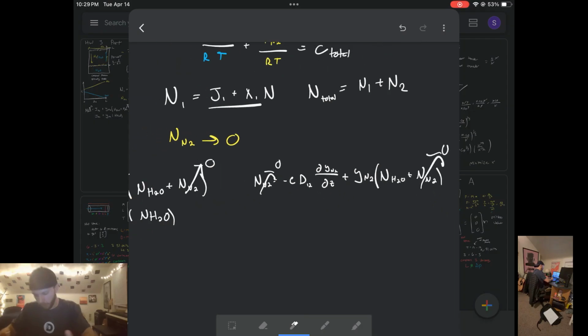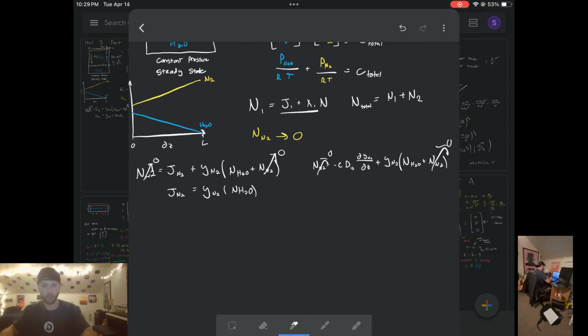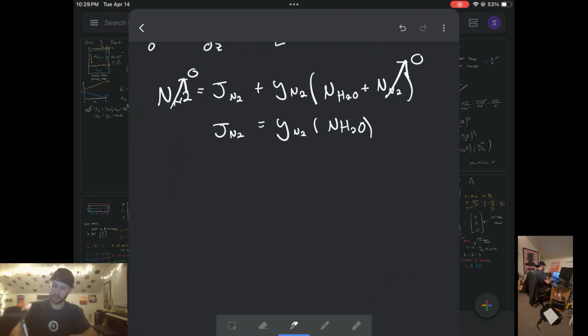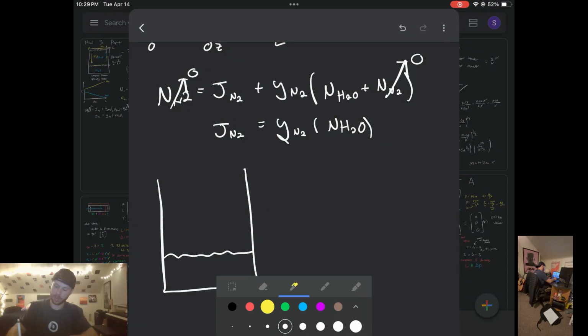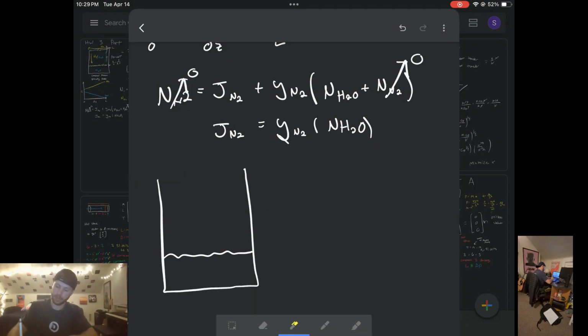Okay, so if we look at an example for this problem, let me draw it out again, just for the sake of it. So we'll have our liquid water, and we'll have our nitrogen flowing over top.